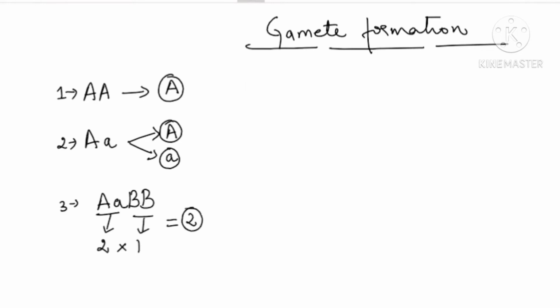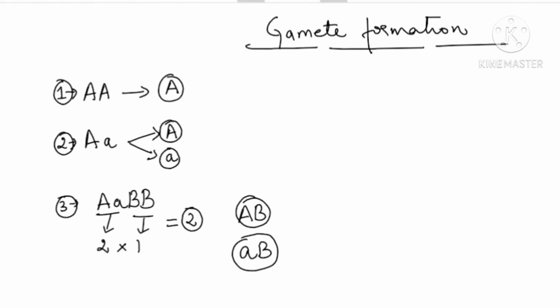Now see how. Let us first separate capital A, small a. Okay, we will separate it. And then B will make only one type of gamete, so we will write it here. So these are the two types of gametes which are made by the first heterozygous and second homozygous. Is it clear? These are your question numbers, and this side which I am circling, these are your gametes. So don't confuse, these are the gametes.